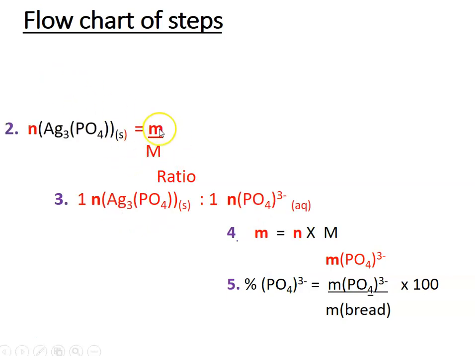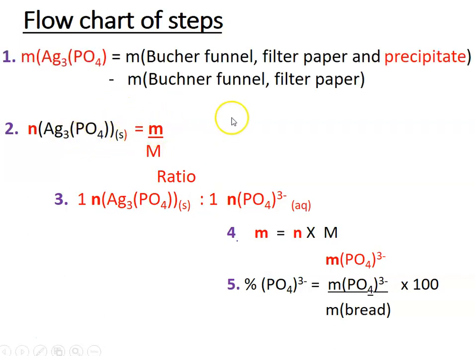we need to know the mass of the precipitate. We need to weigh it and then divide it by its molar mass to work out the number of moles. And to get the mass of the precipitate, this is the last step. We have weighed our Buchner funnel and filter paper to start with, and now on Monday we're going to weigh it with the precipitate. So if you just take this mass away, then you'll be left with the mass of the precipitate. So that's the first step that you have to do in your calculations on Monday, and then just work through these 5 steps.